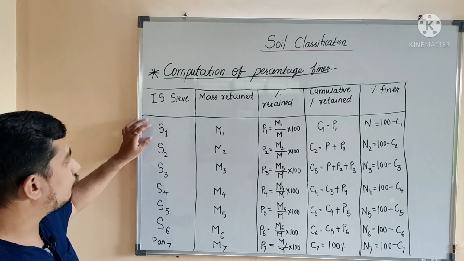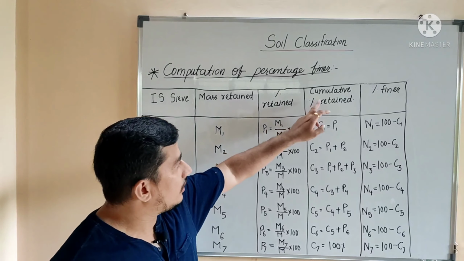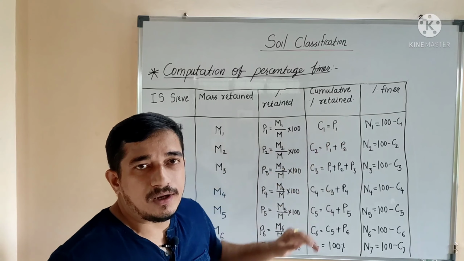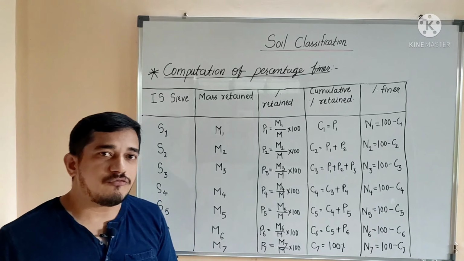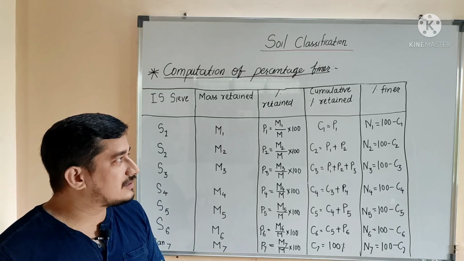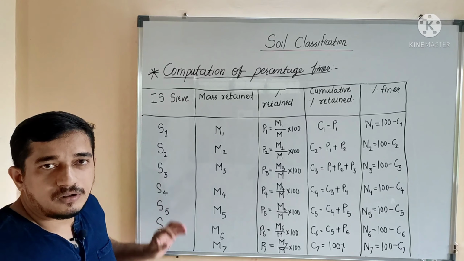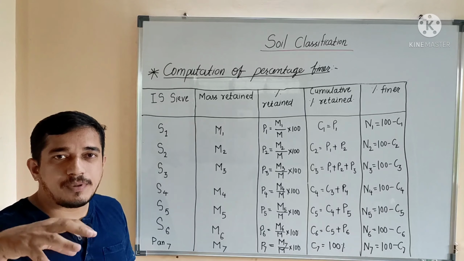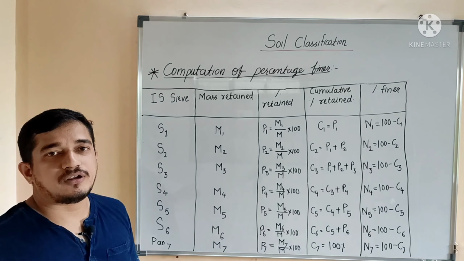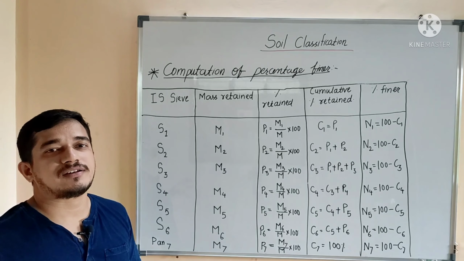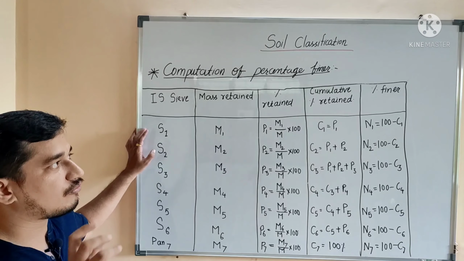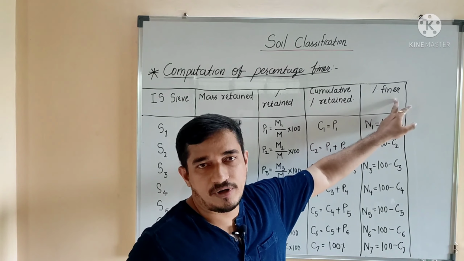When we consider sieve 1, C1 is the cumulative percentage retained. Okay, that is nothing but P1. Okay, it means that out of the soil only a certain percentage of soil has been retained on this sieve 1. All other soil has passed through it. Okay, so how much amount of soil fraction or how much percentage of the soil fraction has passed through this sieve has to be found out, so as to find this percentage finer.